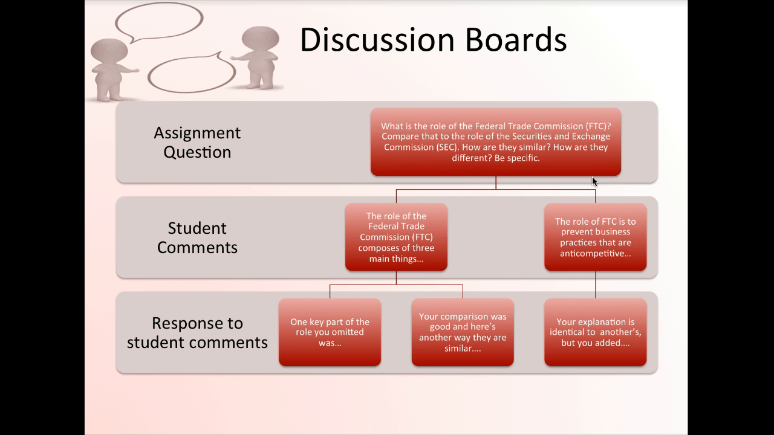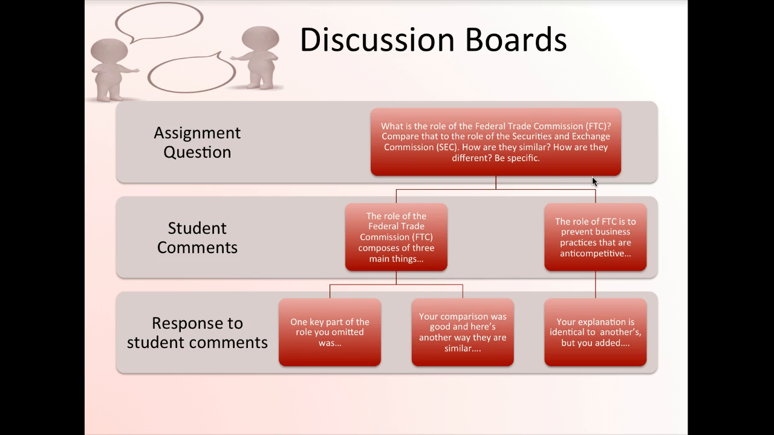Here I've taken an assignment question from a previous semester's discussion. The assignment question is, what is the role of the Federal Trade Commission? Compare that to the role of the Securities and Exchange Commission. How are they similar? How are they different? Be specific. So at the top of this slide, you have the assignment question, which I just read. And that would be one of, as I said, sometimes 6, 7, maybe 8 questions.